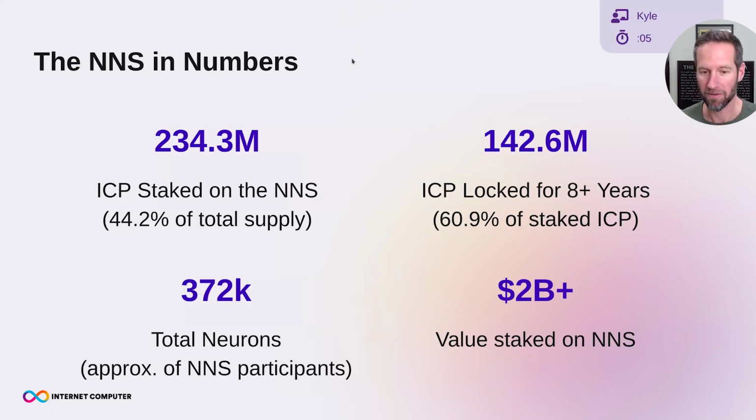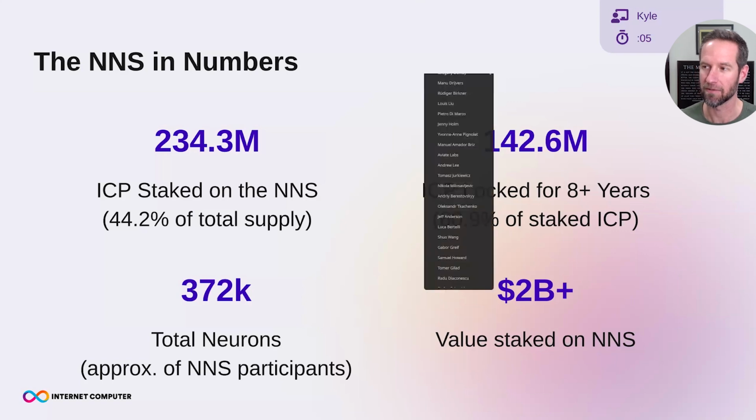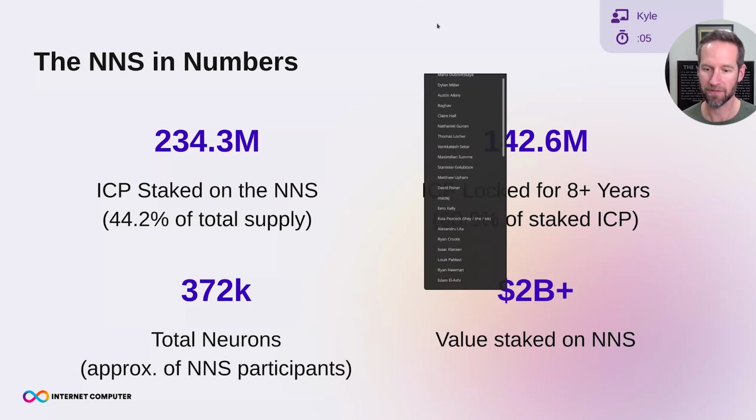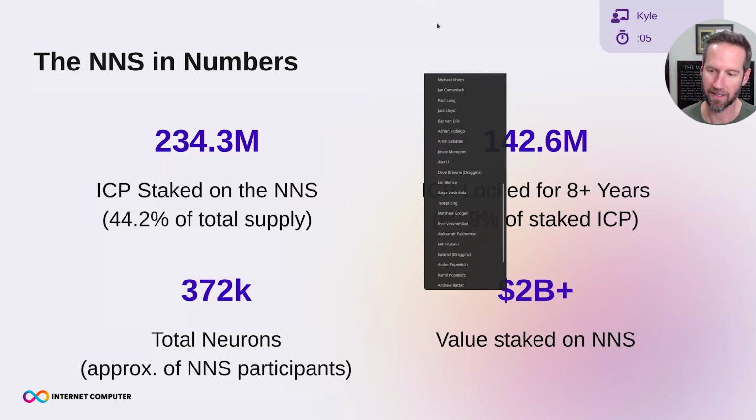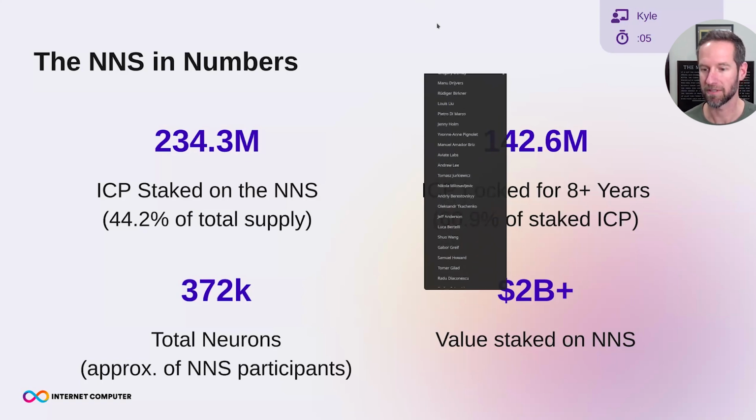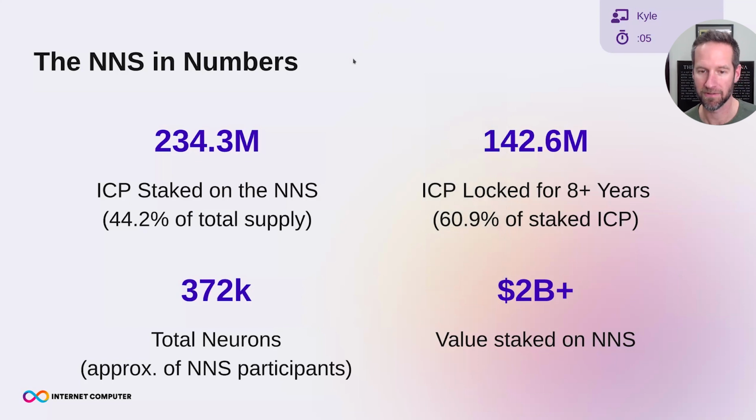There's over 370,000 total neurons. Now, an individual can have multiple neurons, so that's not an exact total of unique entities, but you can get an order of magnitude of how many people are participating in governance on the ICP. And then finally, one important thing is you have to have a lot of value protecting your governance system. And right now there's 2 billion in total staked. If we go to the next slide.